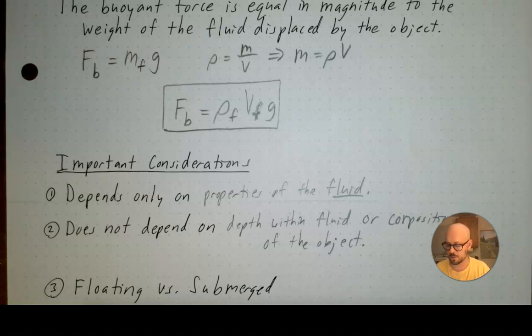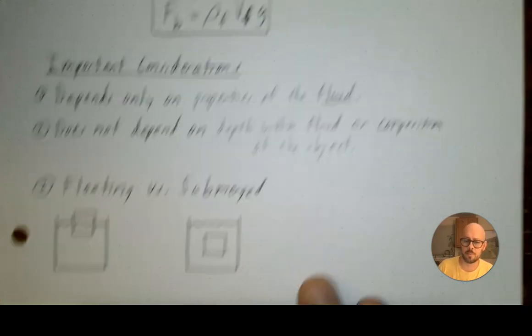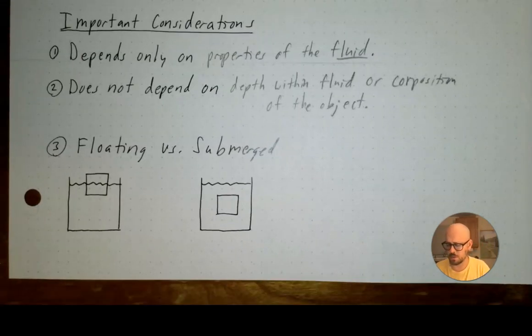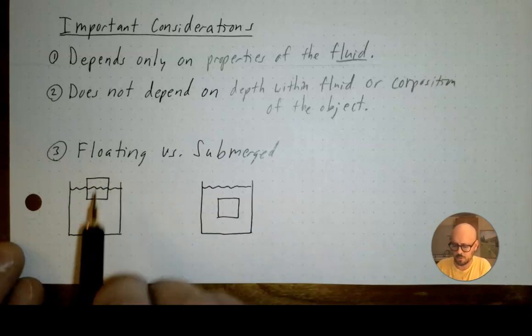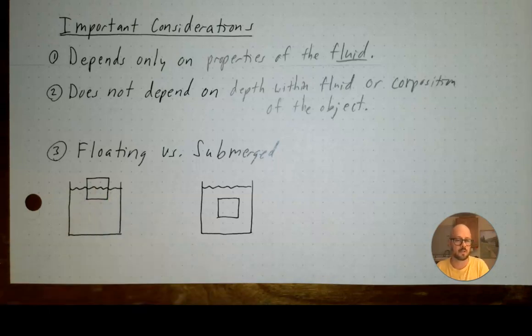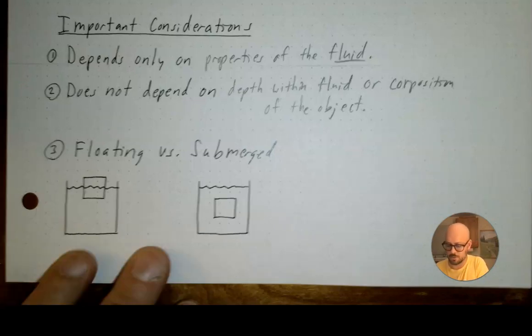It's really, again, just how much of that fluid was displaced and what is the weight of that fluid that was displaced. The last part is going to be generally the most confusing part. We have two words that can describe objects sitting in fluids, either floating or submerged. Floating just means that some part of it is above the water, whereas submerged means that it's surrounded on all sides by the water or the liquid itself.